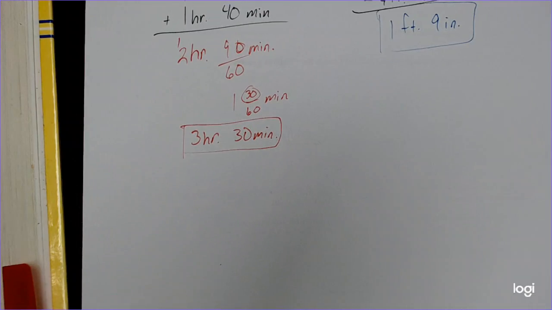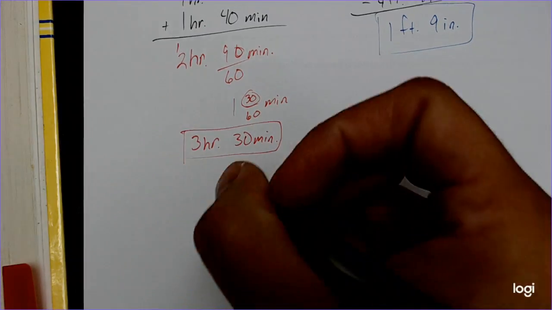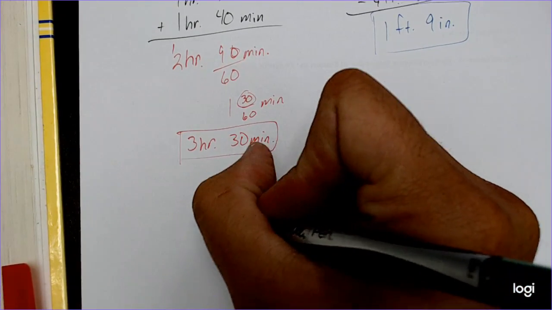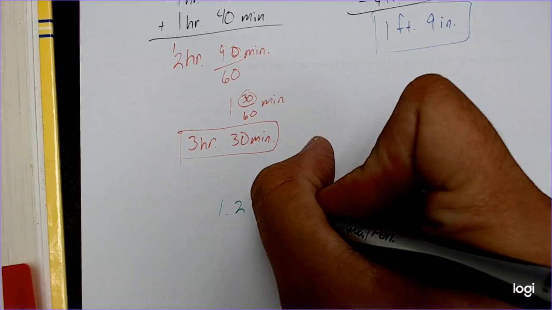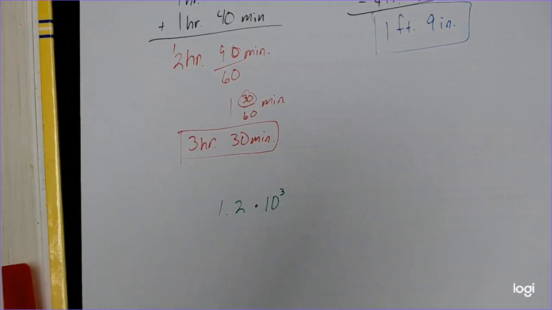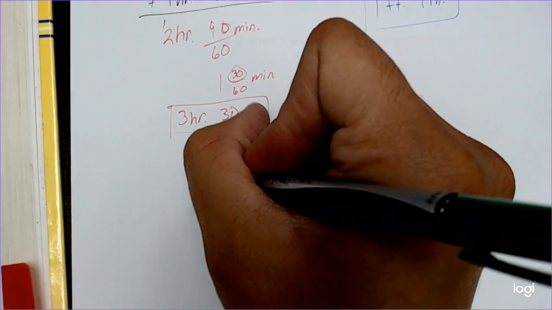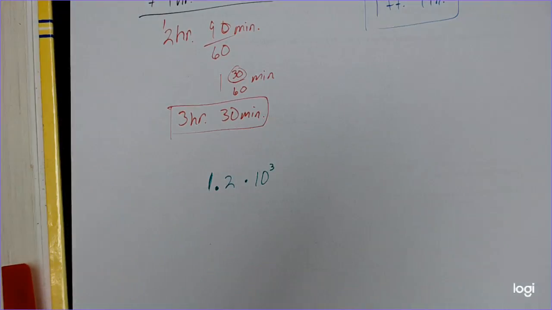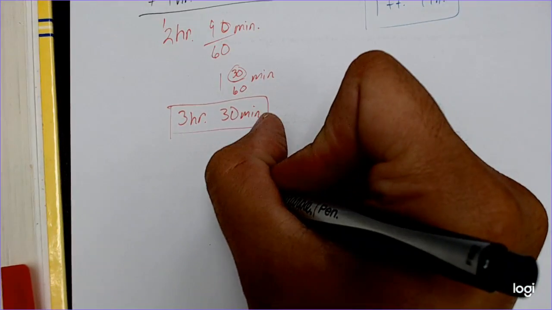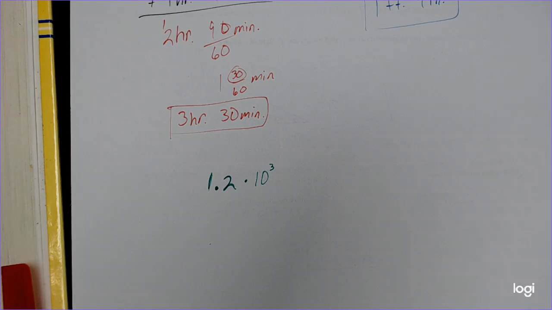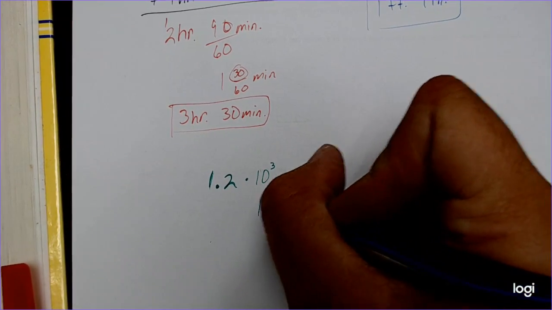Interesting thing, let's say I had to multiply the number 1.2 times 10 to the power of 3. What in the world would that be? There it is. 1.2 times 10 to the power of 3. What would that be? Well, I can rewrite 10 to the power of 3. 10 to the power of 3 is actually what number? That's right, it is 1,000.